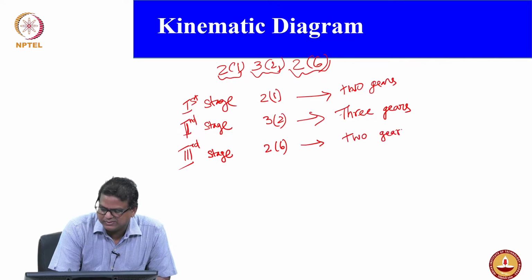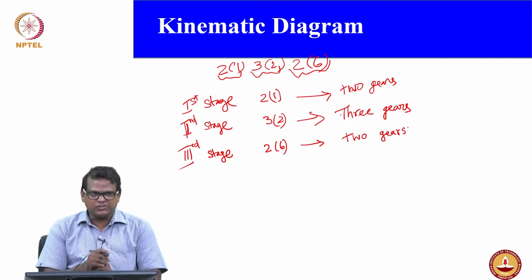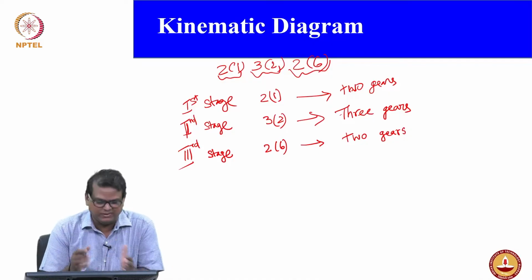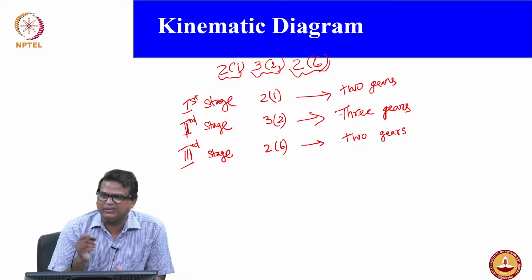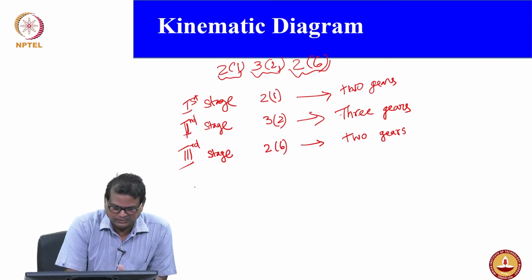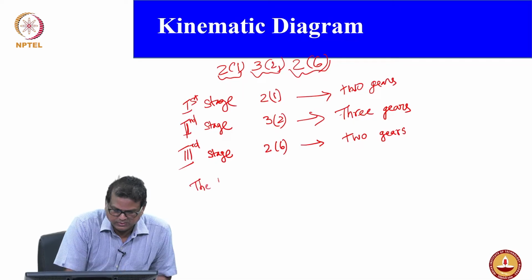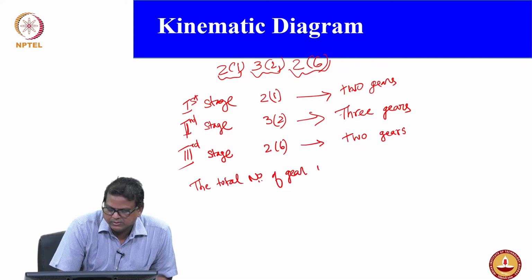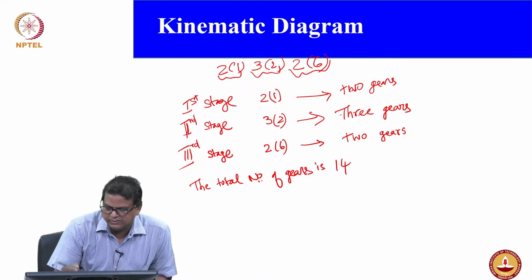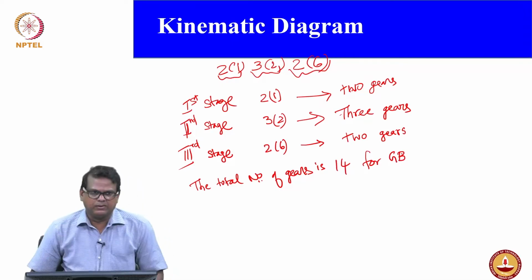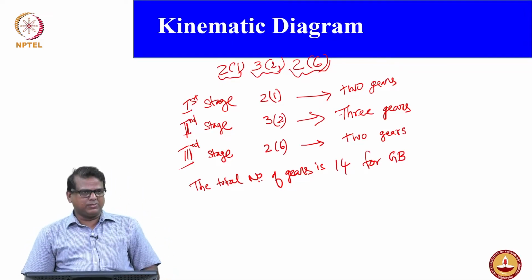I think in the last lecture itself we mentioned the number of gears. The total number of gears you would need for a 3-stage gearbox is 14. The total number of gears is 14 for this gearbox. GB means gearbox. Let me ask one more question.